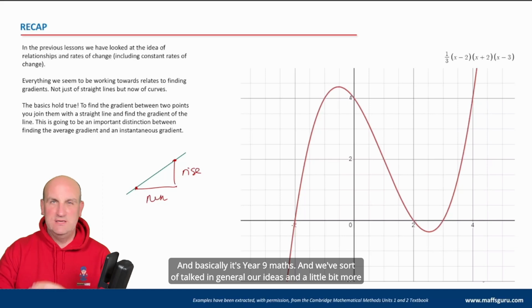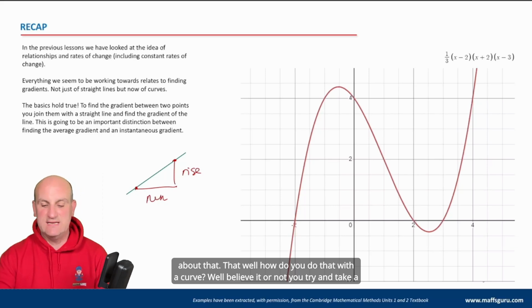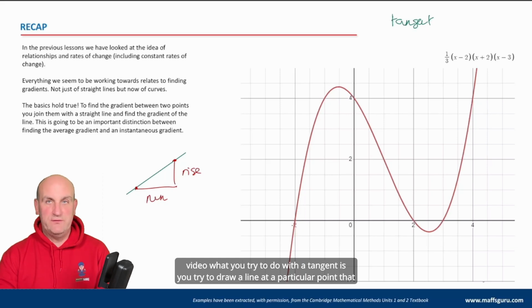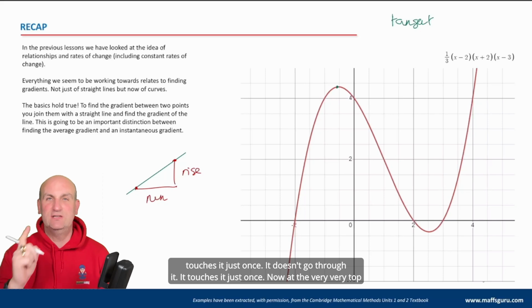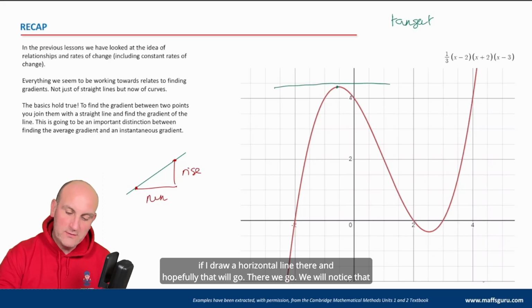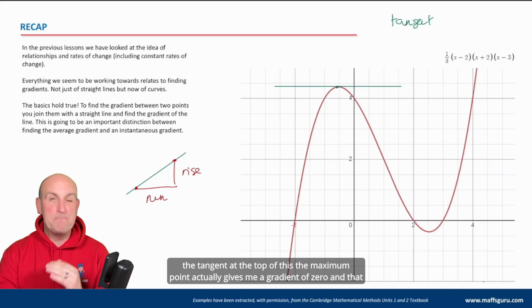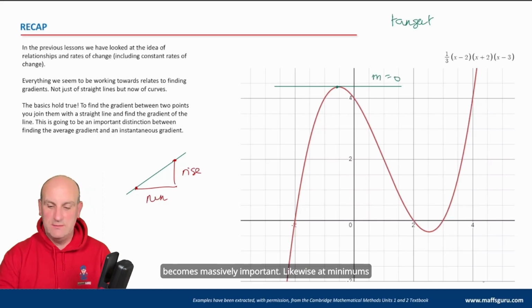How do you do that with a curve? Well, believe it or not, you try and take a tangent. As I said in my previous video, what you try to do with a tangent is draw a line at a particular point that touches the curve just once. It doesn't go through it, it touches it just once. Now at the very top, if I draw a horizontal line there, we will notice that the tangent at the maximum point gives me a gradient of 0, and that becomes massively important.